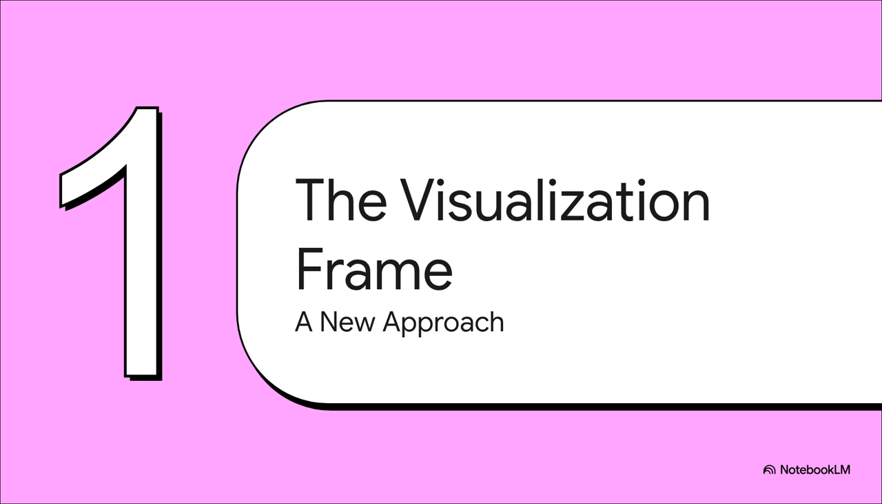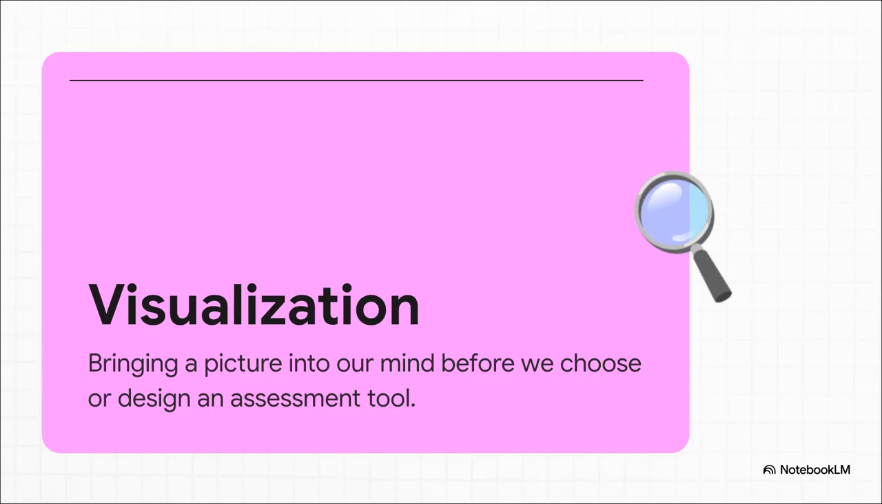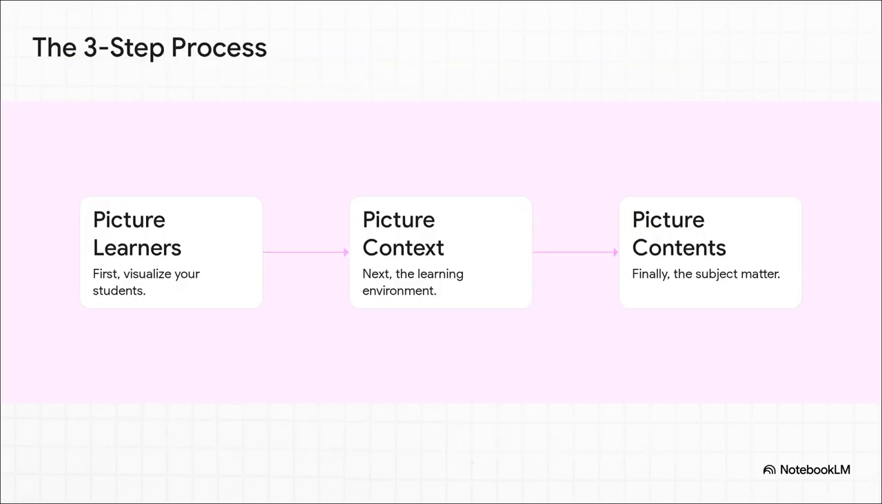So, what's the solution here? Well, it's not some fancy new app or complicated testing format. It's actually a fundamental shift in your approach, a whole new way of thinking that helps you make the right choice right from the very beginning. And that new approach is all about visualization. Before you even start thinking about multiple choice or essays, the goal is to create a really detailed picture in your mind of all the key pieces of your classroom. That mental picture, that's going to be your guide. This whole process really just boils down to 3 simple but absolutely vital steps. First, you picture your students. Then, you picture the context, the environment. And finally, you picture the contents, the actual subject matter.